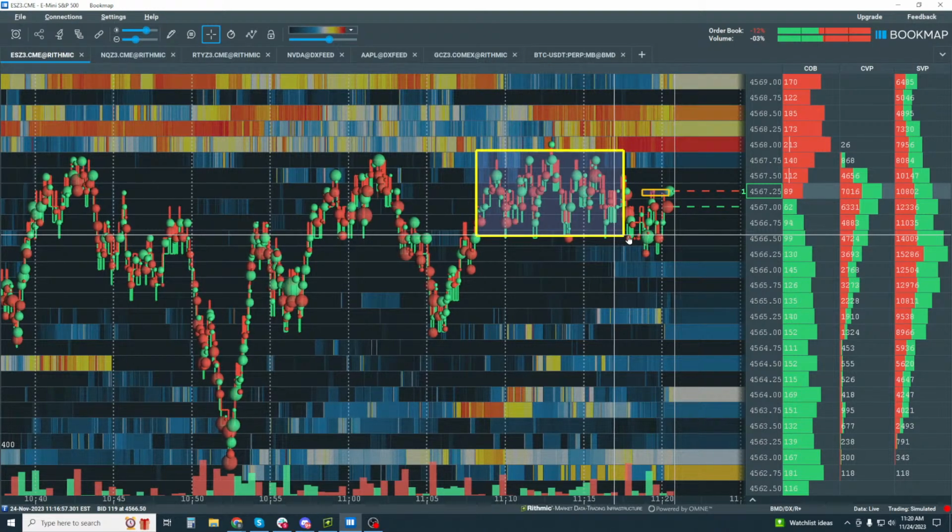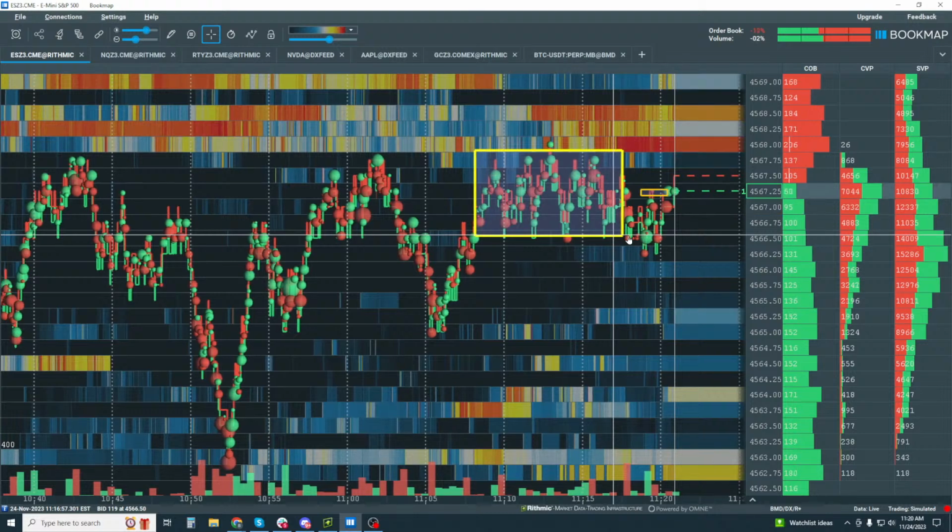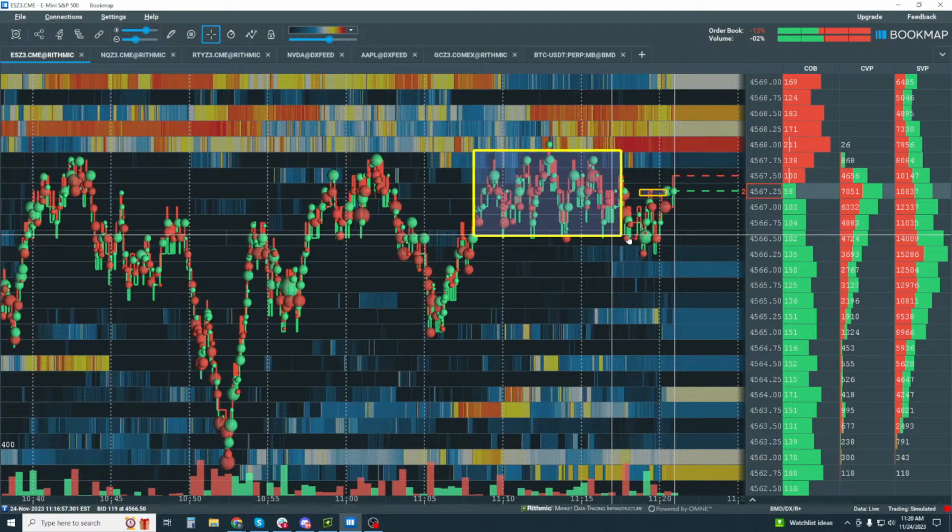And look, we're still finding buyers climb back up here. So is it too high? No. It's not too high.